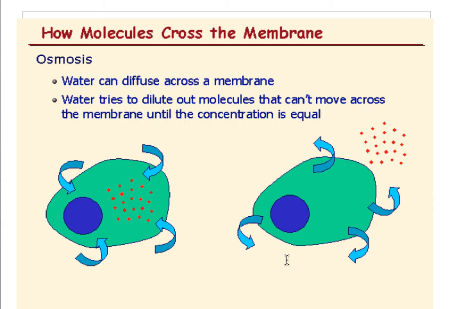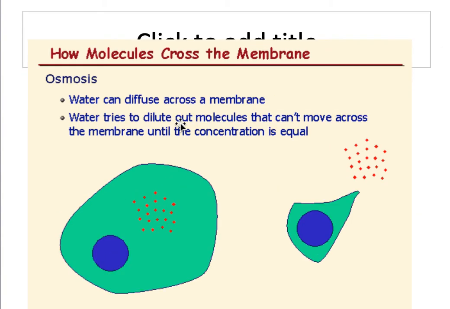How do molecules cross the membrane? All right, so again, osmosis, fact-checking ourselves. Osmosis involves water molecules passing through the cell membrane, moving inside and outside. Water tries to dilute molecules that cannot move across the membrane until the concentration is equal. Hope that makes sense.